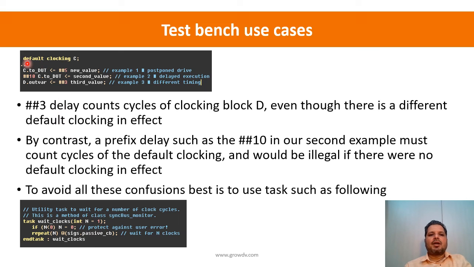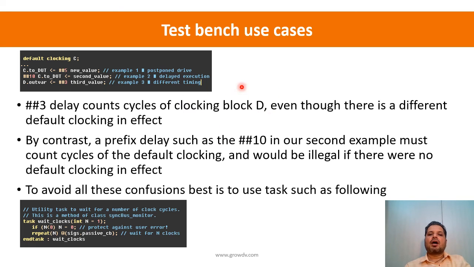So let's take an example. I have defined the default clocking block to be C, and I am assigning c.toDUT. I am doing a postponed drive and a delayed execution in the second statement. And in the third statement, I am assigning a variable to a different clocking block, d.outVariable, and I am doing another postponed drive, and here I have defined a double hash delay, and this double hash delay will not use the default clocking block, but it will use the clocking event of D.